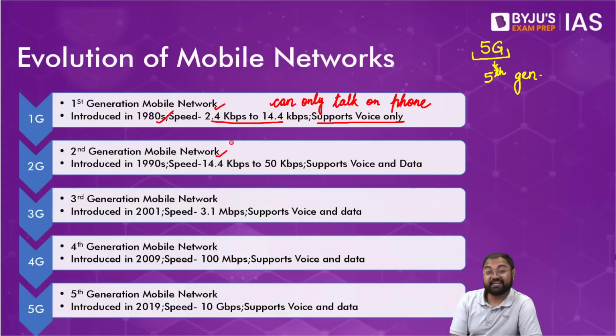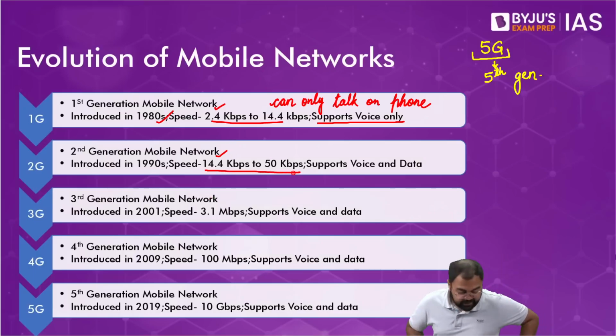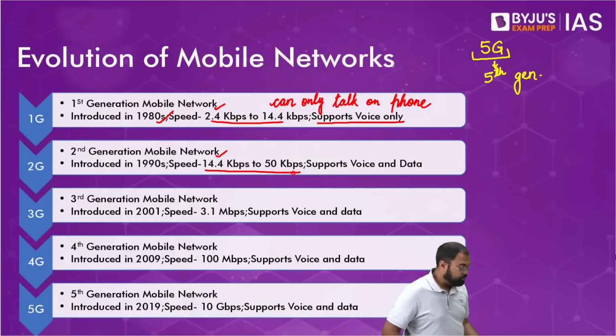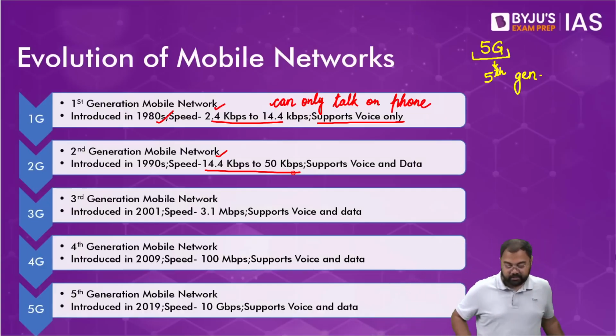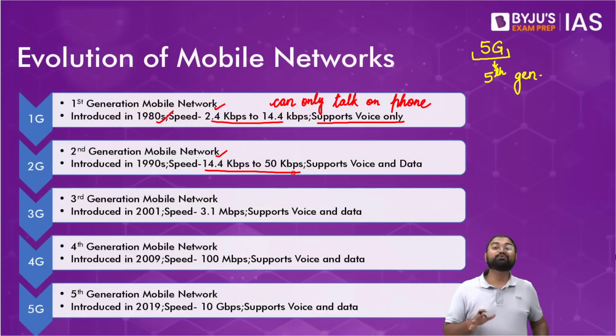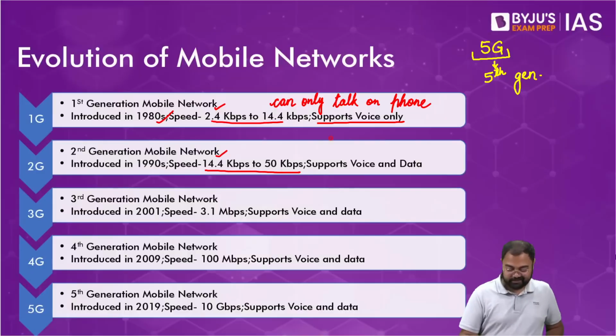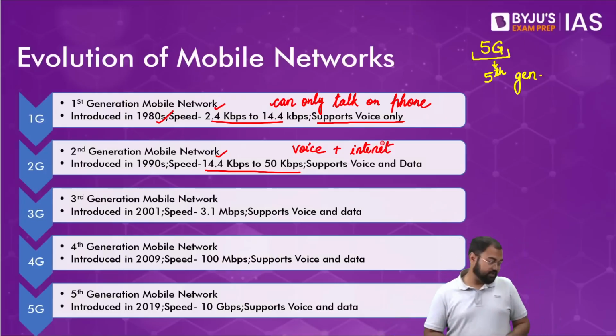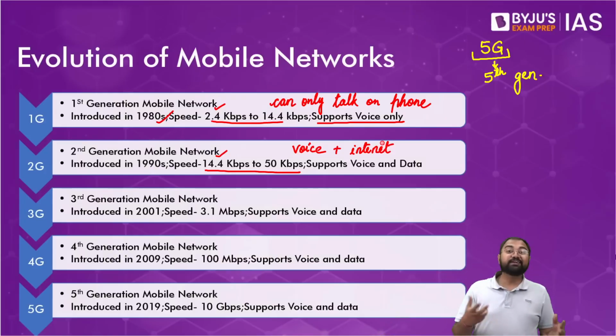Then comes the second generation of mobile phones, where the speeds go up to 50 kbps, and it could support both voice and data, meaning now you could talk on the phone and also use the internet. Basically it means voice and the internet. So this basically changed the mobile phone, because now we could use internet on the mobile phone.